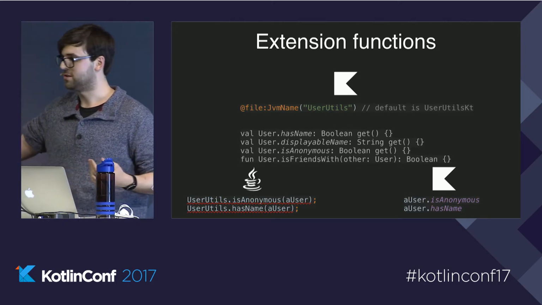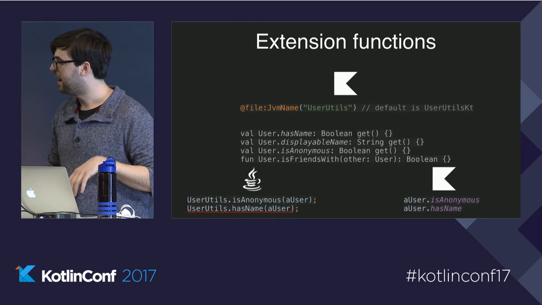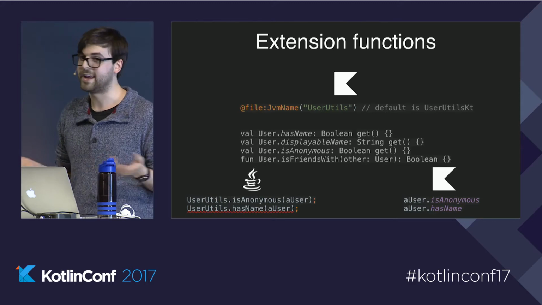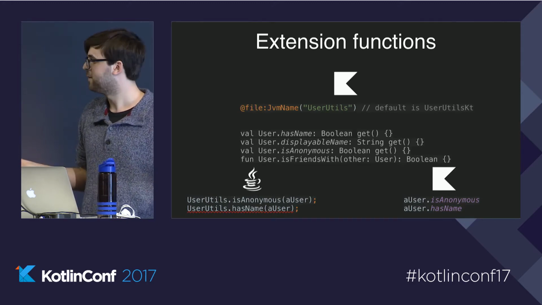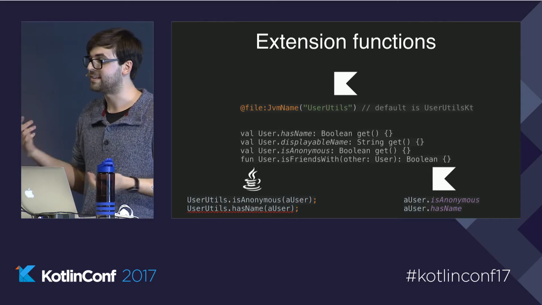This hasName function is still not working. And we go, well, why isn't it working? You go user-utils dot, and you hit control space, and you go, OK, I don't see hasName, but I see get hasName. So what's up with that? Like, why did isAnonymous work? Why is hasName not working? Why is it get hasName?